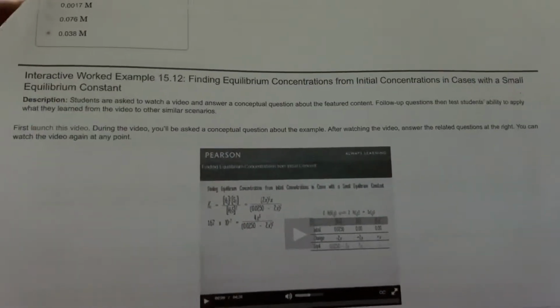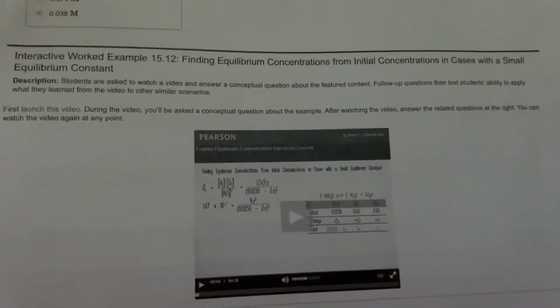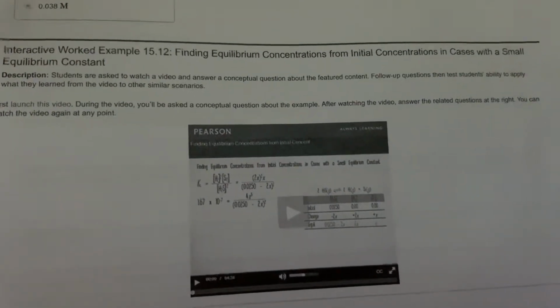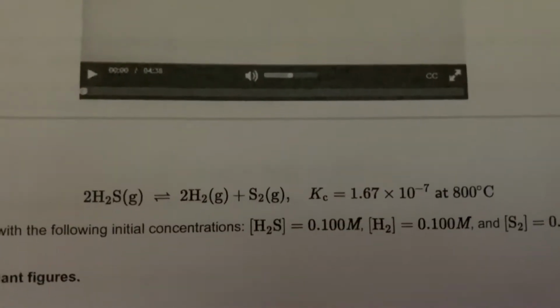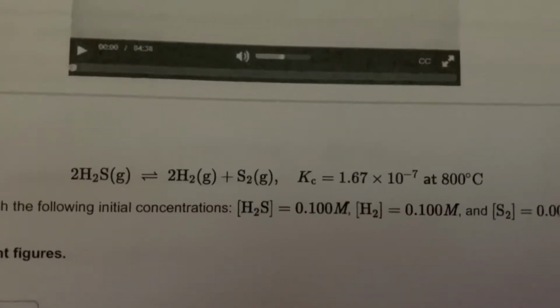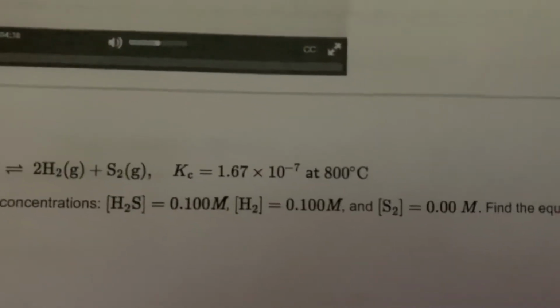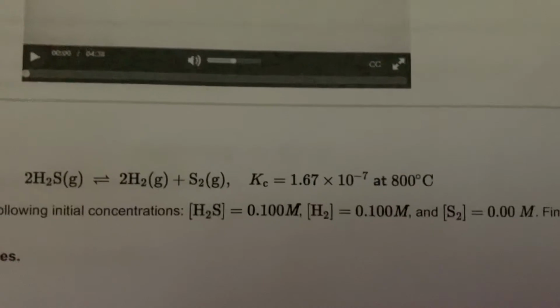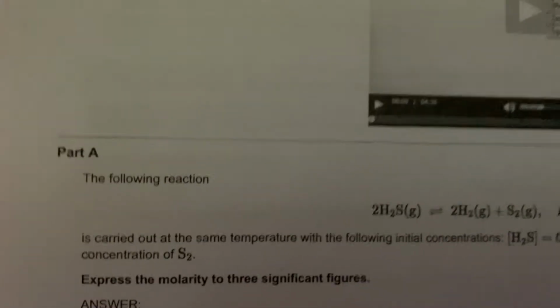All right, so here's another problem from Chapter 15, Mastering Chemistry. This one is called Interactive Worked Example 15.12, and it gives you the reaction between hydrogen sulfide, showing it decomposing into hydrogen gas and sulfur gas. It gives you the K value and the initial values. So you know this is an ICE table problem because it does not give you equilibrium values. It asks you to find the equilibrium concentration of sulfur.